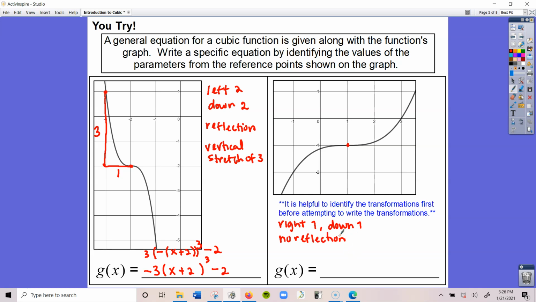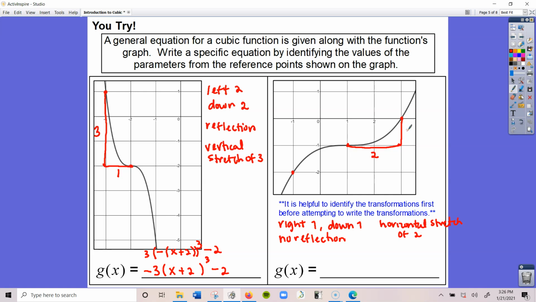Now to check for any dilations, I'm going to choose another point. So let's just say this one, but you could have also used this one here, whichever one you prefer. I'm going to check for that vertical and that horizontal distance. My horizontal distance is 2, which means that there is a horizontal stretch of 2.